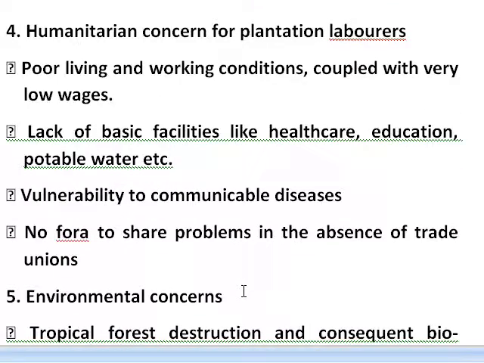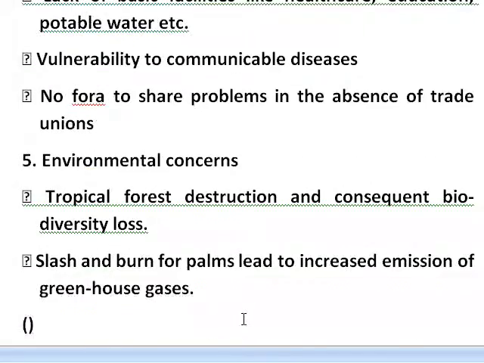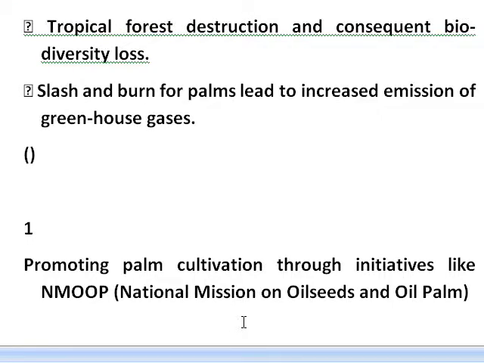Humanitarian concerns for plantation laborers: poor living and working conditions coupled with very low wages, lack of basic facilities like healthcare, education, and potable water, voluntary and commercial exploitation, and no forum to share problems in the absence of trade unions. Environmental concerns: tropical forest destruction and consequent biodiversity loss; slash and burn for farms leads to increased emission of greenhouse gases.